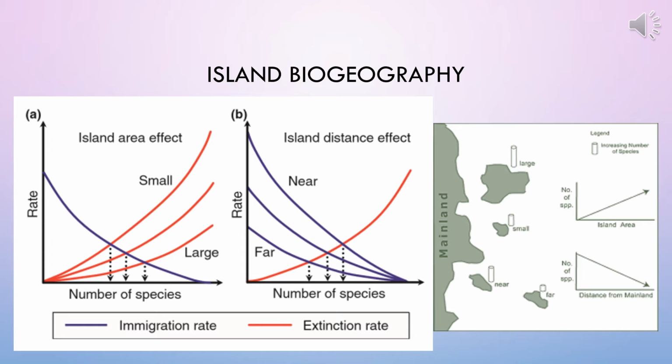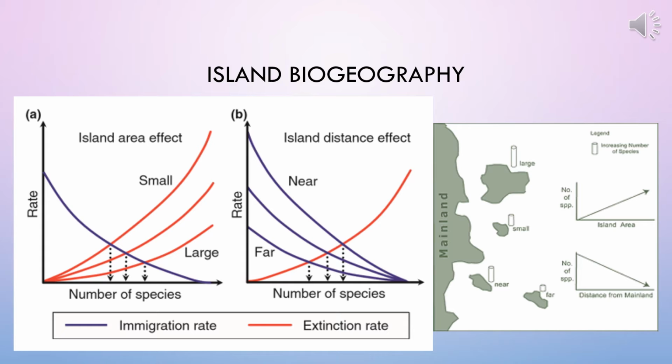If you look at graph B, island distance effect, we notice that the immigration rate is much higher for areas that are near rather than areas that are far. So what does this tell us? This tells us that islands that are near a mainland are going to have larger immigration rates and number of species, and if they are large islands, are typically going to be pretty biodiverse. However, if the island nearby is small, you're going to have higher rates of extinction.